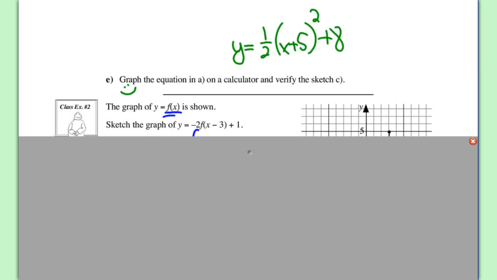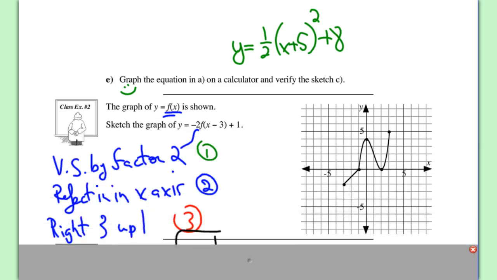Okay, as we complete number 2, ponder what the transformations are first, obviously. So if we lean on our work from before, I know that this was vertically stretched by 2. I know it was reflected in the x-axis, and I know it should go right 3 and up 1.